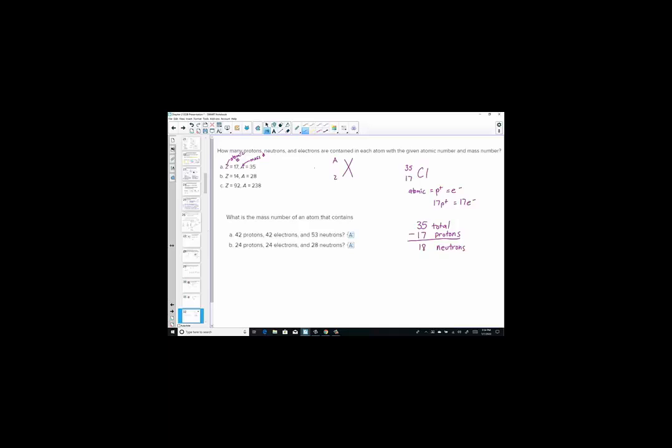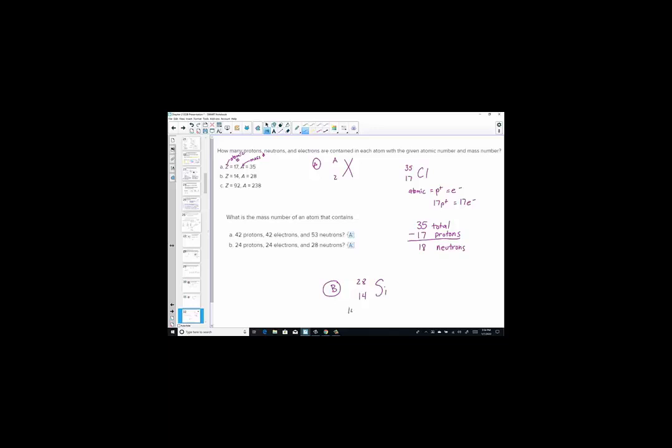Okay, welcome back. I'll keep talking. Letter B. I have a mass number of 28 set over 14. Notice that we always put the large over the small number. I go to my periodic table and find number 14. It's the element silicon, elemental symbol Si.